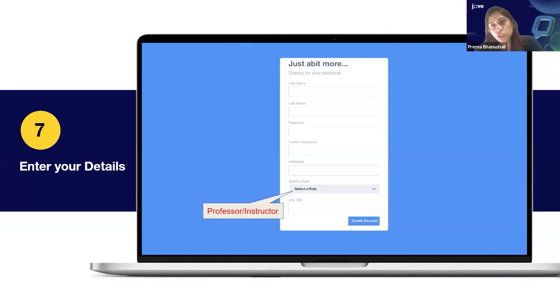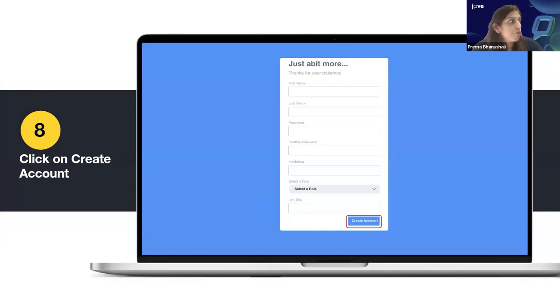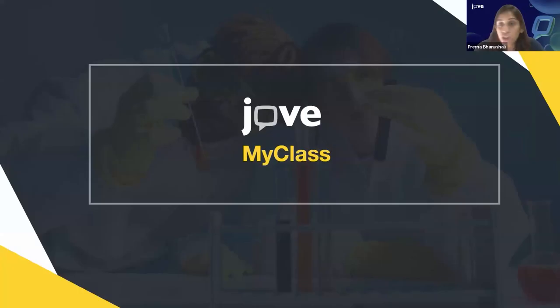We have this distinction between students and faculty because a lot of our faculty members use quizzes as graded assessments for their students, and students should not have access to these quizzes in terms of the answers and the answer keys, which is why this distinction exists. Thus, selecting your role is of pivotal importance. Finally, click on create account and then you should be ready to go.